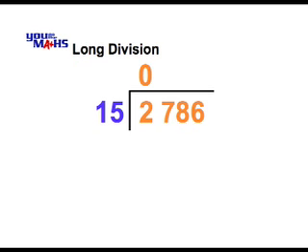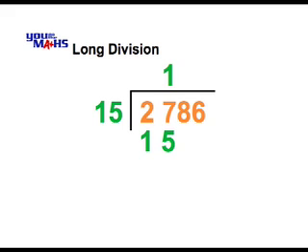15 goes into 2 0 times, or we might be better off saying that 15 doesn't go into 2 at all. There is some left over, but we'll work from left to right again and ask ourselves how many times does 15 go into 27 this time? Now that goes in there one time because we know that 1 times 15 is 15 and 15 times 2 is 30.